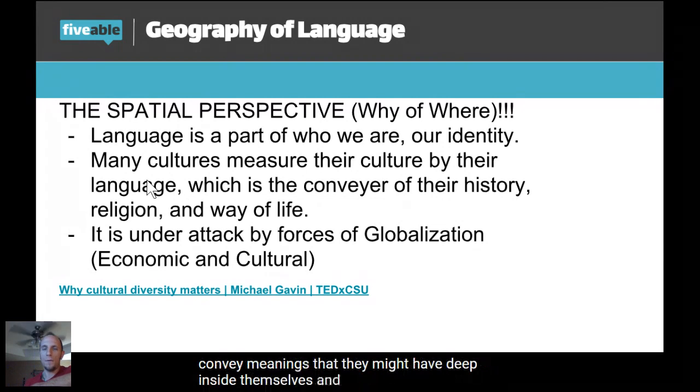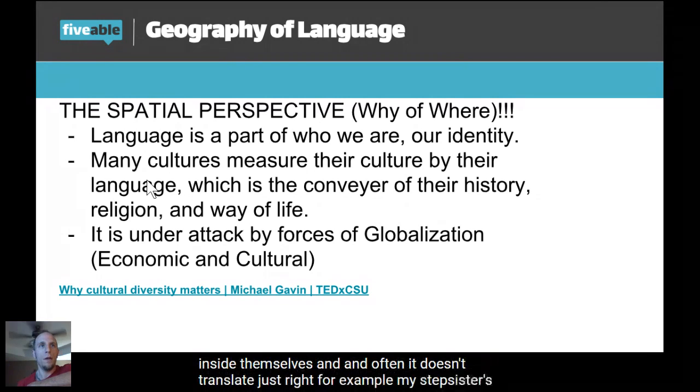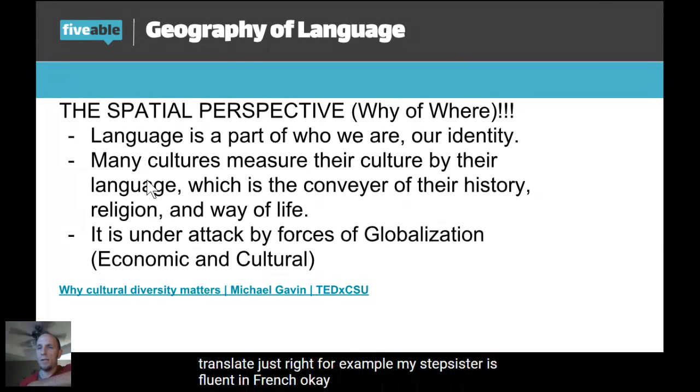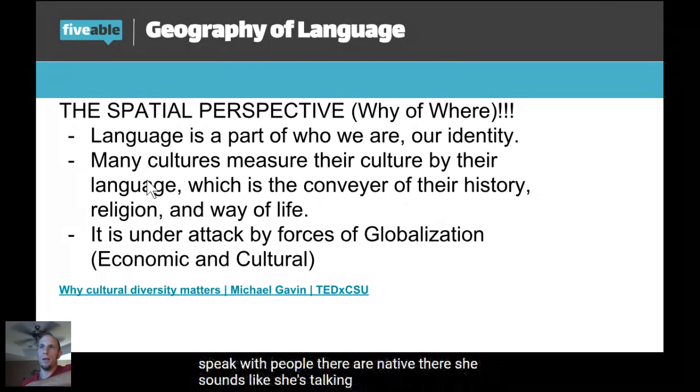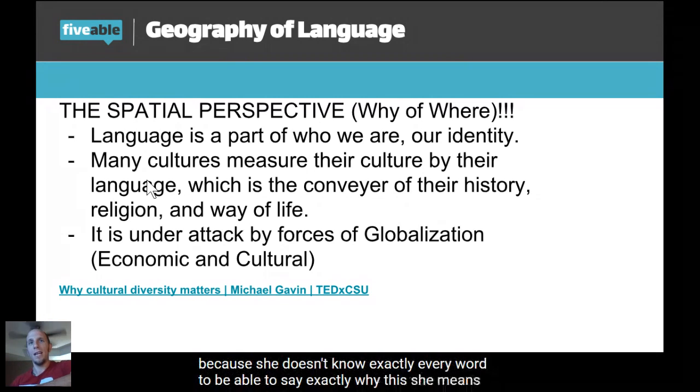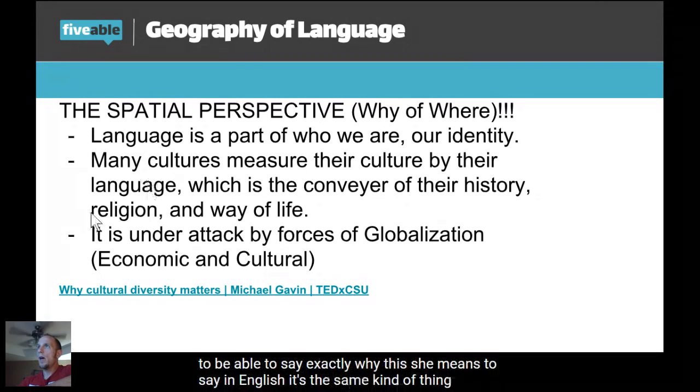And often it doesn't translate just right. For example, my stepsister is fluent in French, and she says that whenever she would go over to France and speak with people that are native there, she sounds like she's talking in her mind. She says that she feels that people might think she's ignorant or might think that she's not super smart because she doesn't know exactly every word to be able to say exactly what it is she means to say in English. It's the same kind of thing.